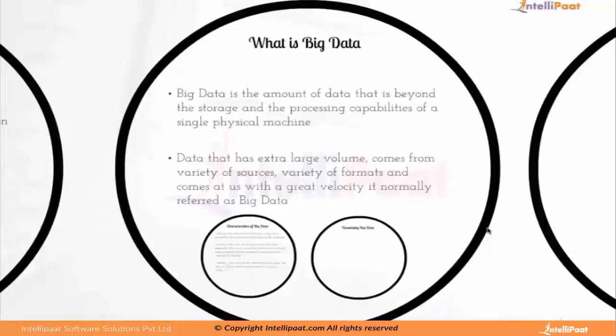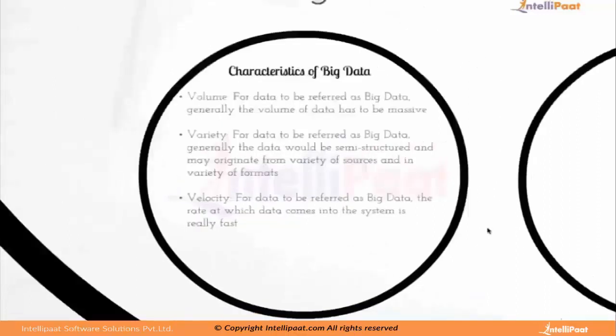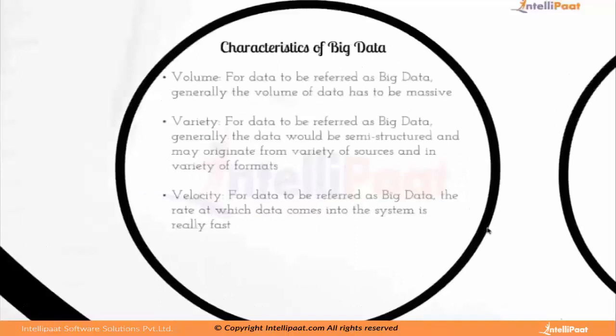So the first dimension of big data is extra large volume. Data that has extra large volume comes from a variety of sources, in a variety of formats, and comes with a great velocity. So the first dimension of big data is volume, second is variety, and third is velocity. Typically when you talk about a big data implementation, you are referring to the amount of data that is newly getting generated really fast. So looking at big data, these are the three most important dimensions or characteristics.